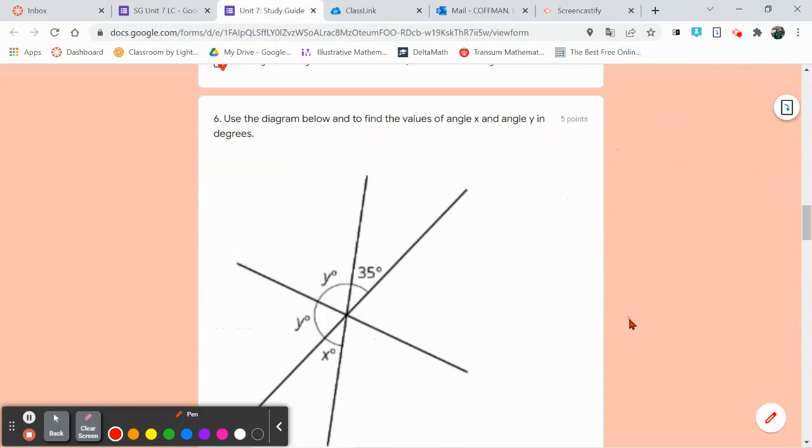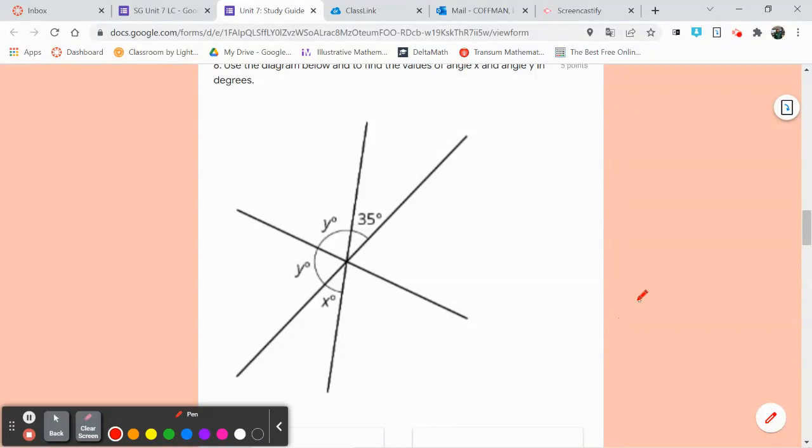Question 6. Use the diagram below and find the values of angle X and angle Y in degrees. All right, well, let's look at this first. See what we know. First thing I do is I look for vertical angles. And right here, X is right across or vertical to 35 degrees. So you already found X. X equals 35 degrees. Great job. That was easy.